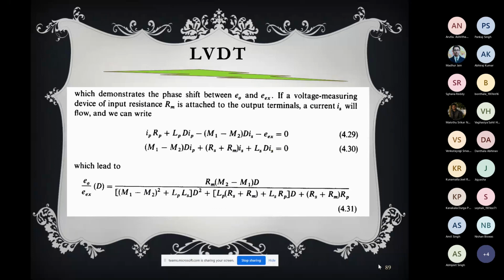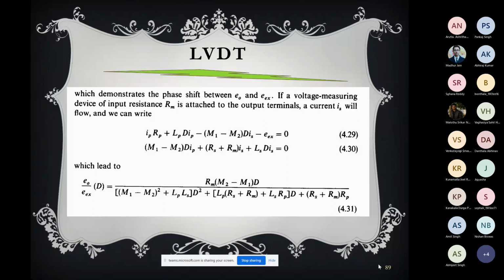On the primary side, due to Is current flowing in the secondary, there will be a voltage induced on the primary as well. So on the primary side we could write the voltage drop as IP RP like earlier, then LP dIP/dt, or LP s IP. Then the resultant mutual inductance is M1 minus M2, and there is a current changing with time, which is the secondary current. So the induced voltage in the primary will be M1 minus M2 dIs/dt, minus EX will be equal to 0. So that will be your primary side KVL.